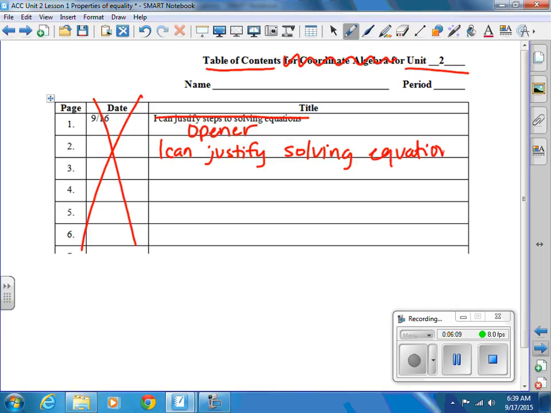So right now you should be taking out a sheet of notebook paper, jotting down Table of Contents at the top, Unit 2, and making sure number 1 is opener, number 2 is I can justify solving equations. After you have your Table of Contents open and written down, I want you to put this in the second tab. We're starting Unit 2. Unit 1 was the first tab of your notebook. Put this in the second tab, and then put your opener right behind it. All right? Then take out a new sheet and label it I can justify solving equations. You can pause the video if the class needs more time now.